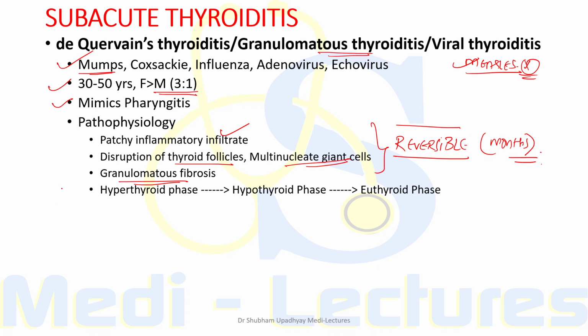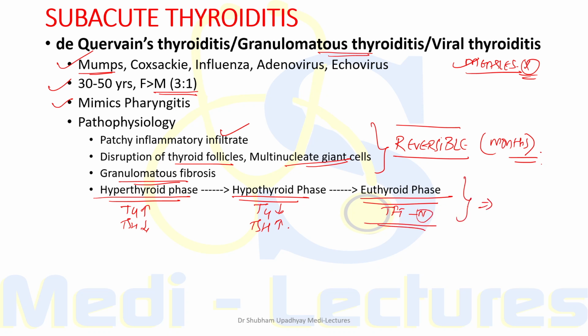After the onset, there are three phases of this condition. First, the patient lands up in the hyperthyroid phase, then there will be a hypothyroid phase, then finally there will be recovery in the form of the euthyroid phase. So initially the thyroid function test will be T4 high, TSH low, then in the hypothyroid phase T4 low, TSH high, then the thyroid function test will be normal. On the next slide, we will discuss these three phases in detail. What can be the clinical manifestations?